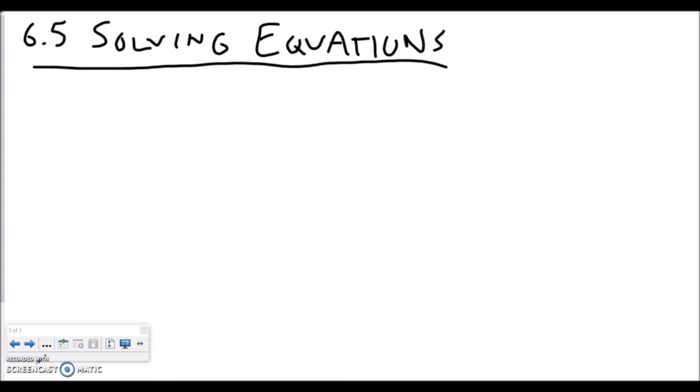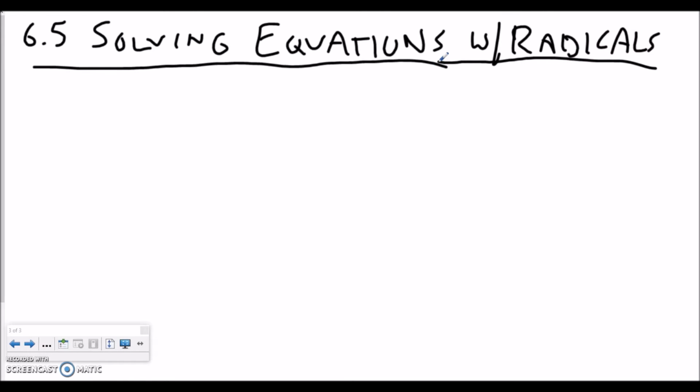Mr. Repke here, and we are going to start solving equations with radicals. So far we have been simplifying, adding, subtracting, multiplying, and dividing radicals. Now we're going to solve equations that contain radicals, and we're going to go through 5 types of problems. You are taking notes along with me.